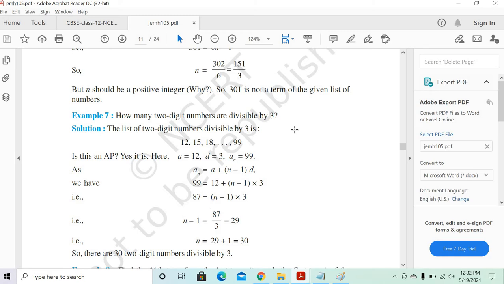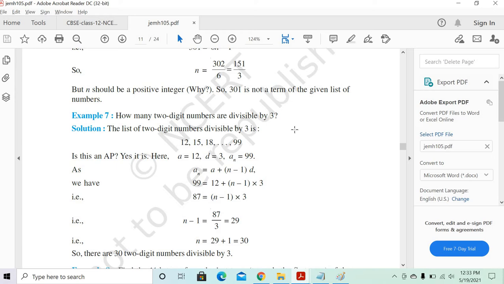Are you getting the sequence now? 12, 15, 18, then 21, 24, and so on. And what is the last number? Is 99 divisible by 3 or not? Yes, because the last number of the 2-digit numbers is 99, that will be divisible by 3. So basically the nth term is 99 now. First term is 12. Last term is 99. So you need to find n, the total number of terms.